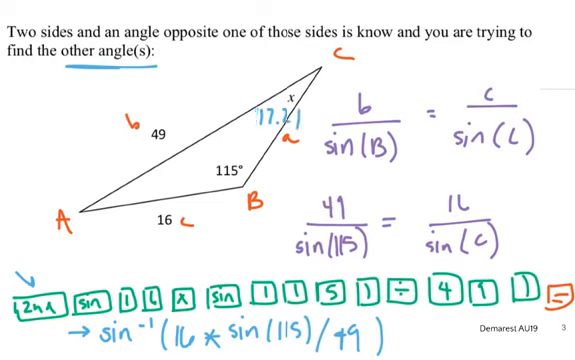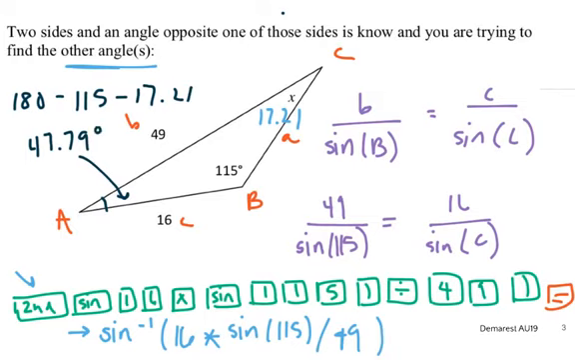If we know this is 17.21 and this angle B is 115, we could find angle A by simply doing 180 minus 115 minus 17.21. And that's going to give us that this angle is 47.79 degrees.